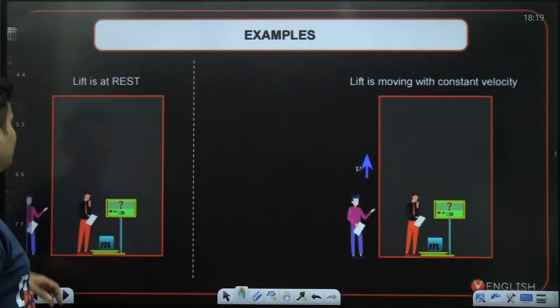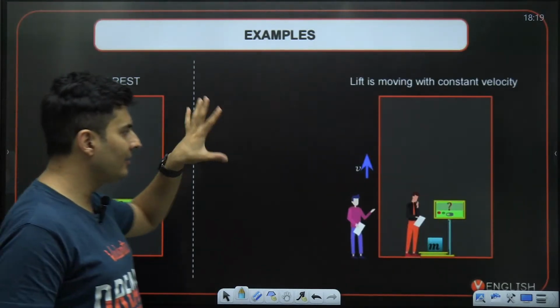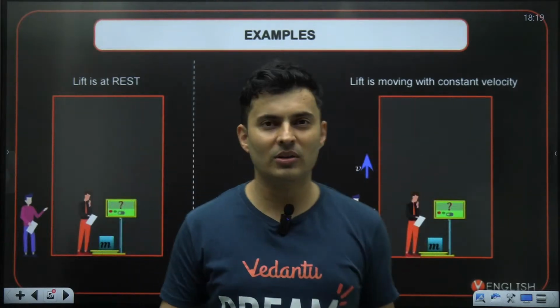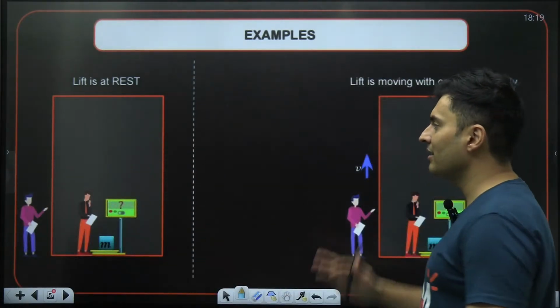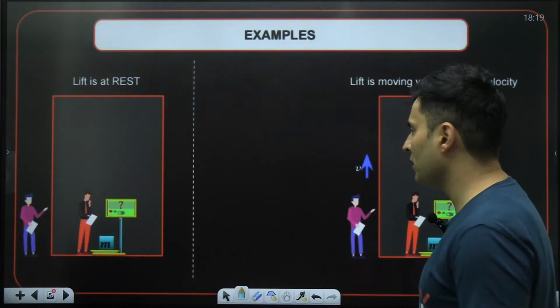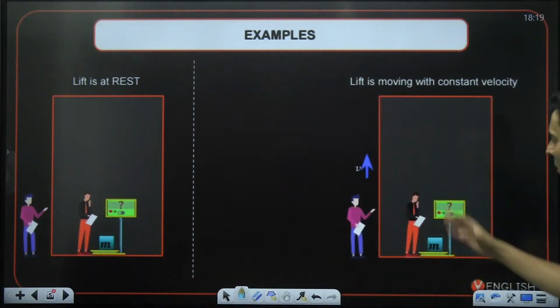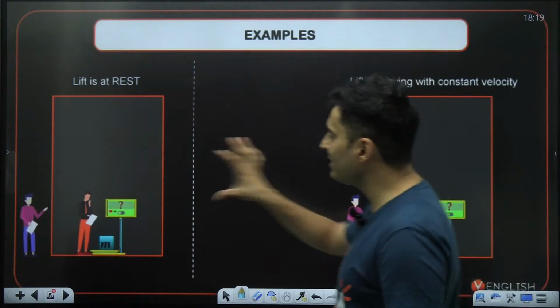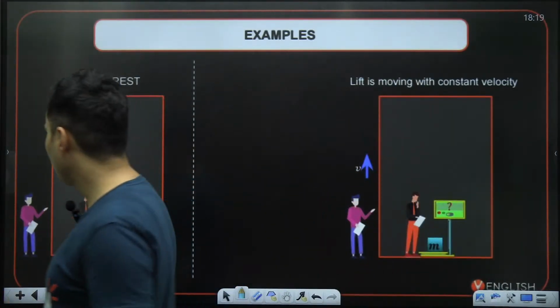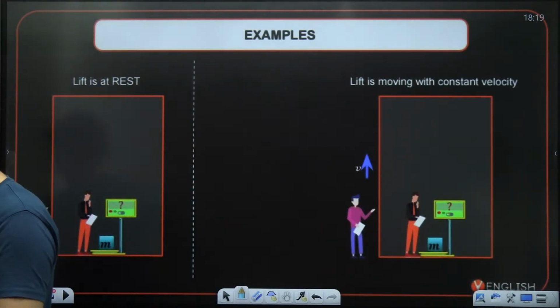Tell me about this. A lift is there. It is at rest. Lift is there. It is moving with constant velocity. What kind of examples are these? Inertial or non-inertial? Imagine this dude is over here looking at something. What do you think this lift frame is? The observer inside the lift, is he inertial or non-inertial?